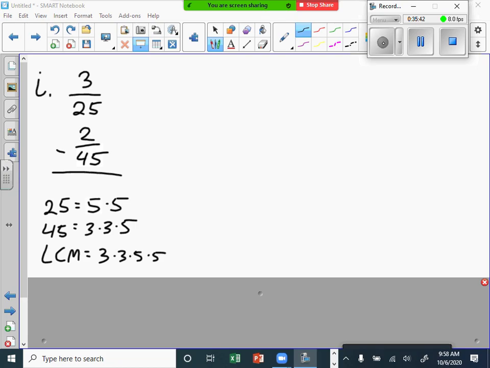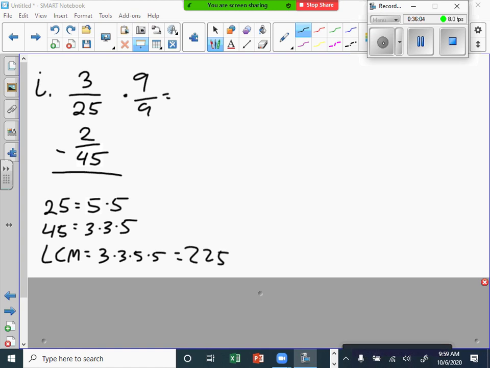Because to make 25, I have to have 2 5s. To make 45, I have to have 2 3s and a 5. So I'm going to take 2 3s, 2 5s. So this one here, 25, has a 5 and a 5. The LCM has a 5 and 5. What do I need to multiply by? 9. Times 9 over 9 becomes, by the way, this is 3 times 5 is 15.